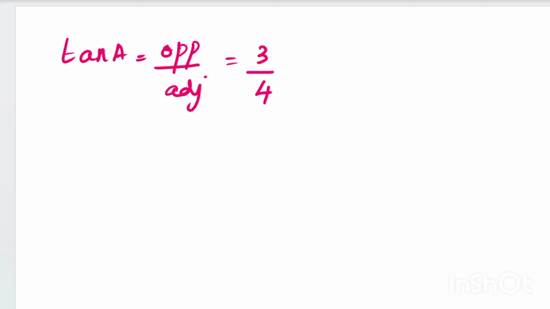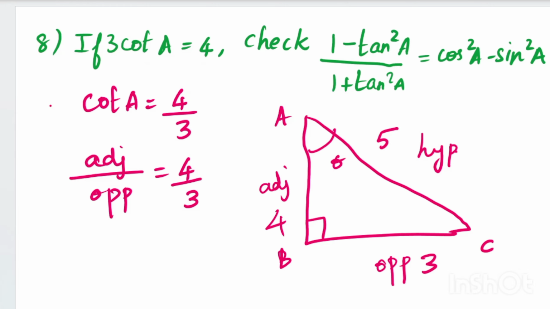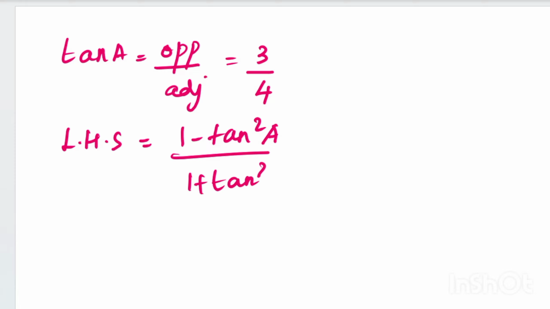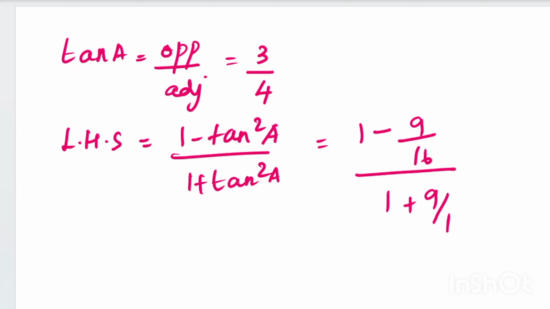So now what have they given in the question? They have asked us to prove that (1 minus tan square A) divided by (1 plus tan square A) is equal to cos square A minus sin square A. So now let's take LHS, okay? LHS is (1 minus tan square A) divided by (1 plus tan square A). So substituting the values, 1 minus, what is tan square A? It's 3 into 3, 9 by 16, divided by 1 plus 9 by 16.